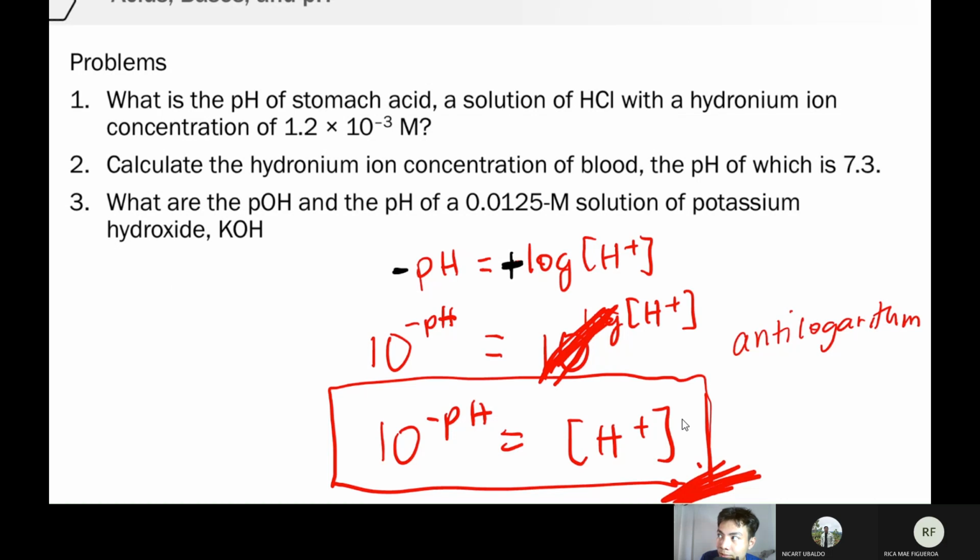Okay? Siguro with that equation, kayo na lang magsagot ng 2 and 3. Ayan, so sagot na lang kayo 2 and 3. I'll be back mga 5 minutes lang. Okay, so wait ko yung answers nyo sa chat box natin.